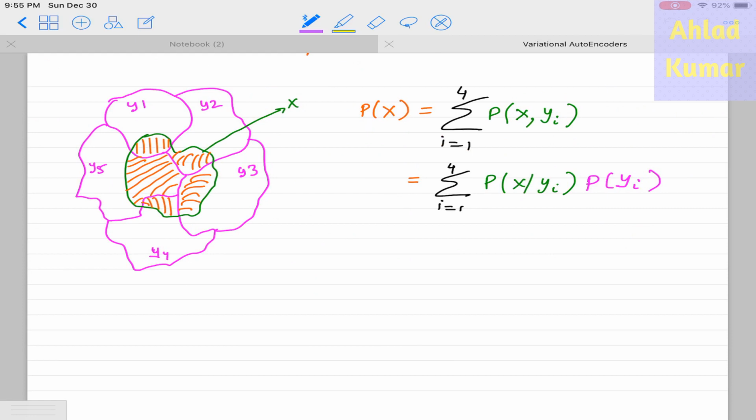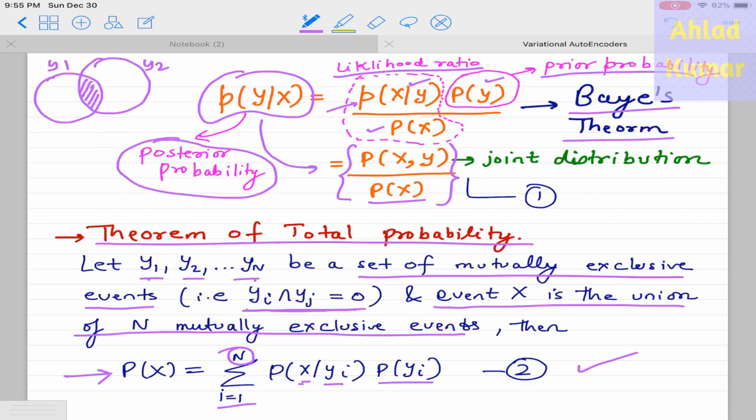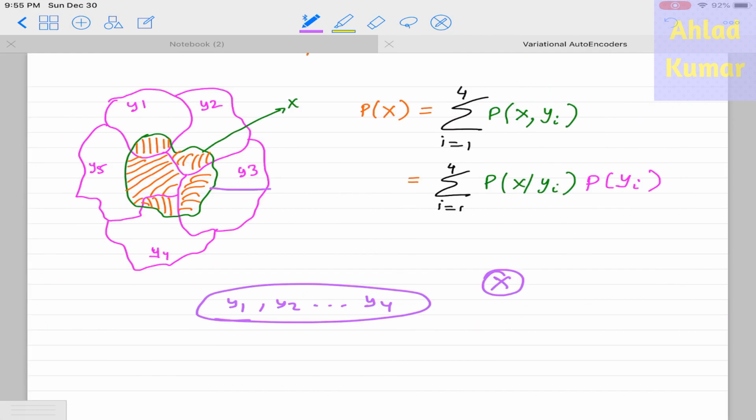If you want to observe this graphically, you can see that y1, y2 till y4 are all mutually exclusive events, with no overlap between them. The definition of x says that it is the union of all these mutually exclusive events, which is this green line. Then p of x can be written in terms of these shaded regions, which are the joint probability of x with yi, and we sum over i running from 1 to 4 because we are discussing only four events, y1, y2 till y4.